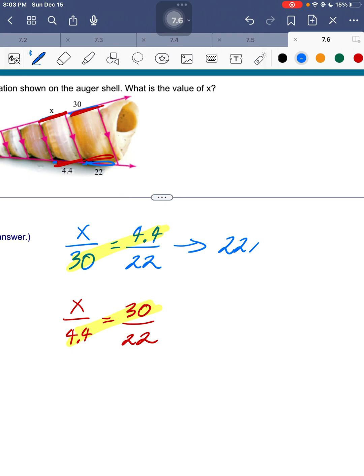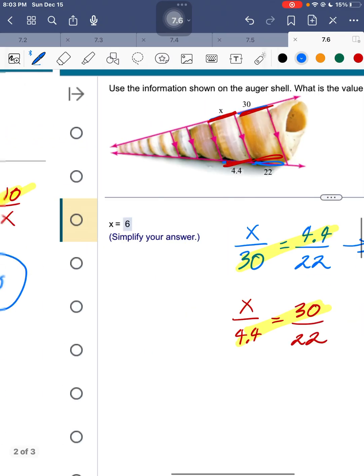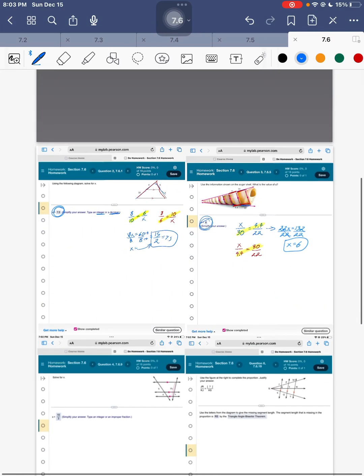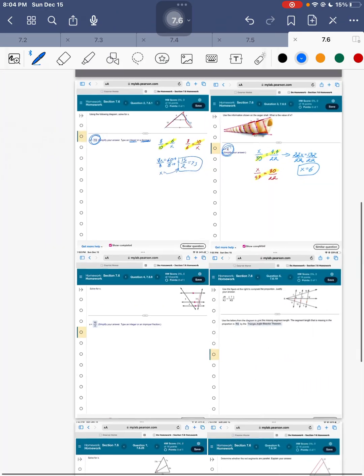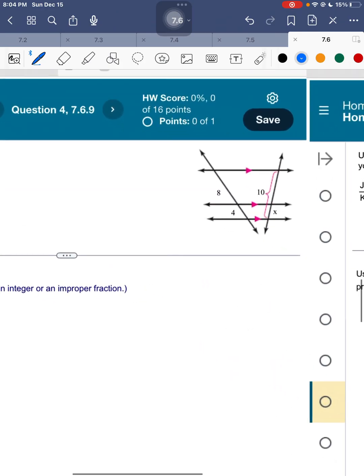So let's solve this one. 22 times x is 22x. 30 times 4.4, let's do that on the calculator. 30 times 4.4 is 132. What's 132 divided by 22? That's 6. Divided by 22, x equals 6. And that's my answer right there.